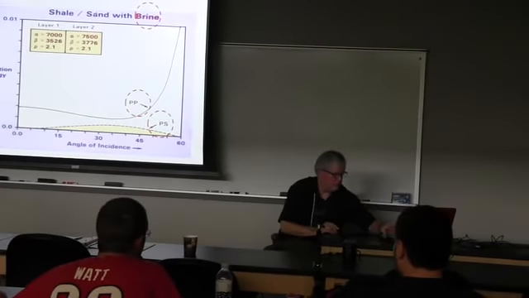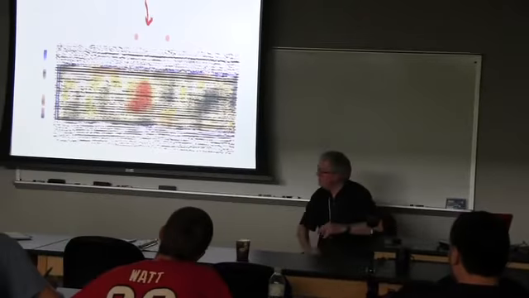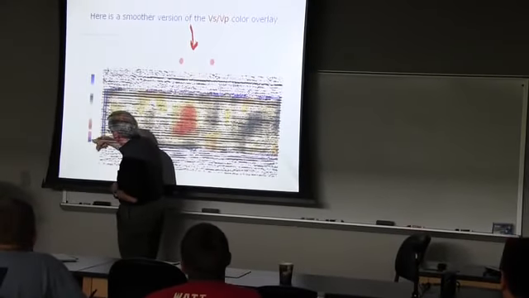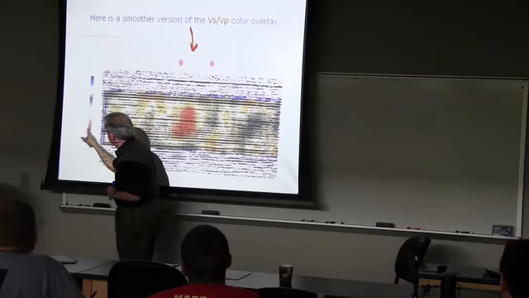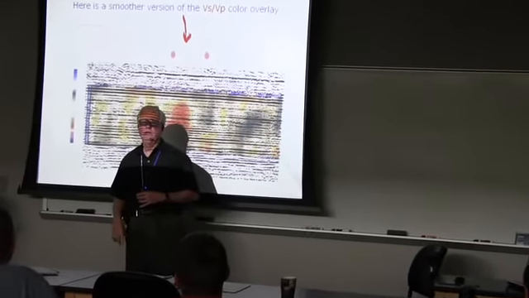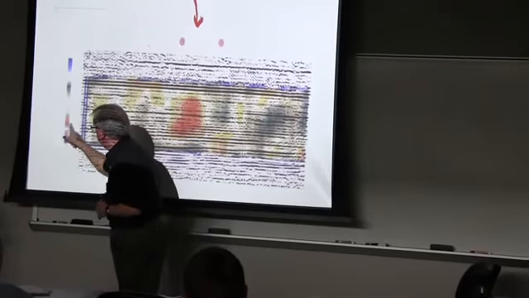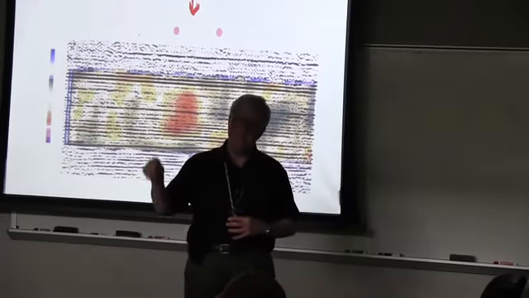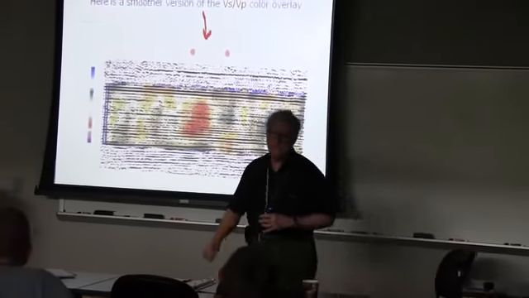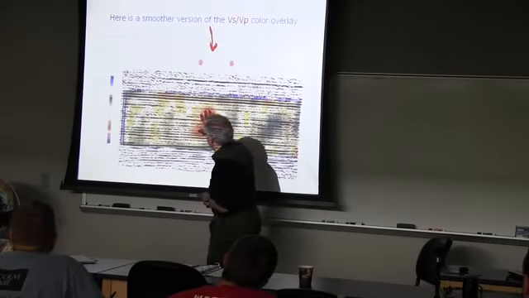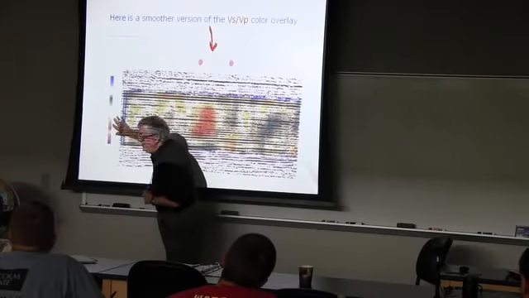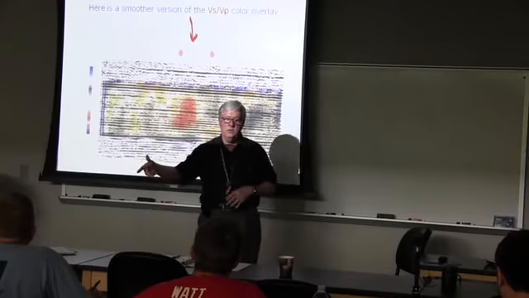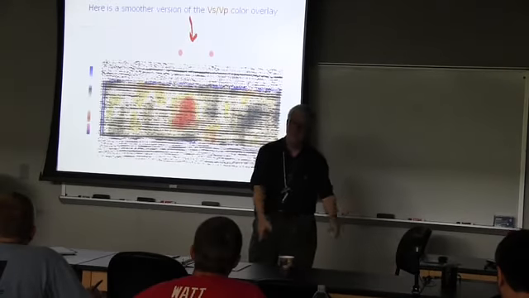Let me go back to that picture. Actually, this turns out to be VS over VP increasing downward, so that's a big VS over VP. Am I saying that right? Yes. A big VS over VP should be a small VP over VS, which would be a small Poisson's ratio. So this pink color is big VS over VP, which would be a small VP over VS, which maps onto a small Poisson's ratio.